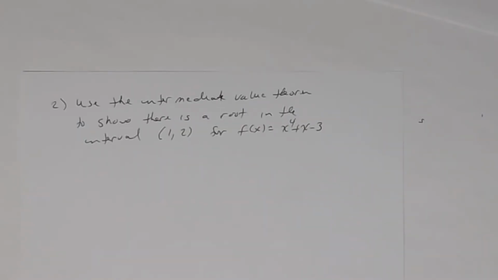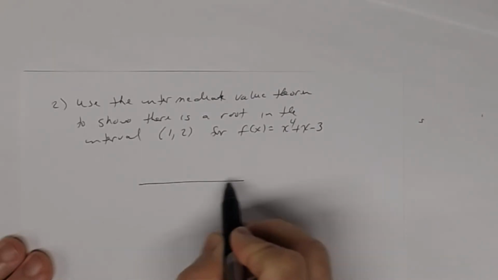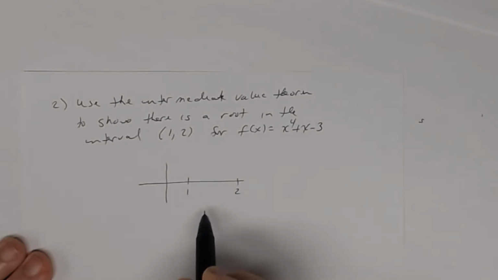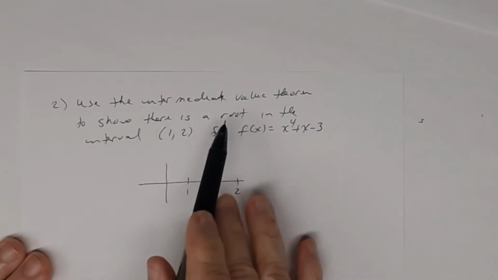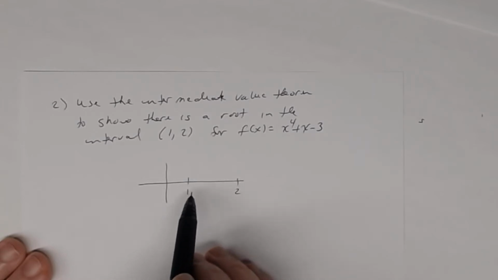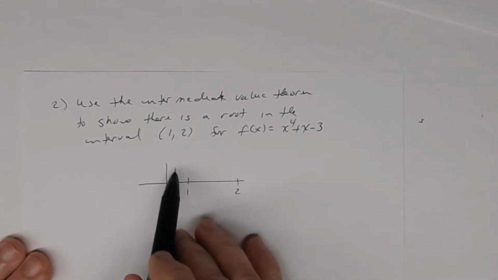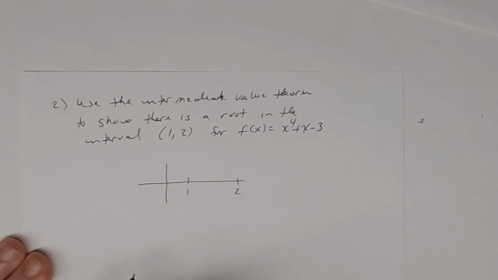All right, let's go to number 2. So I'll use the intermediate value theorem to show there's a root. Remember, root means the same thing as 0 or x-intercept, in the interval 1 to 2 for this function. So basically what they're saying is this. If you look at the interval 1 to 2, then you want to use the intermediate value theorem to show that there's at least one x-intercept. So let's find out what the y value is when x is 1, and let's find out what the y value is when x is 2.